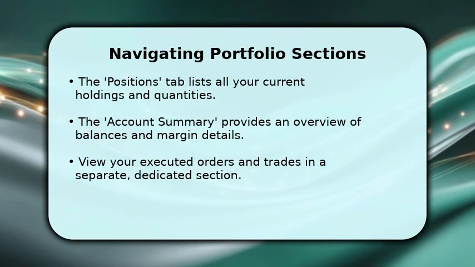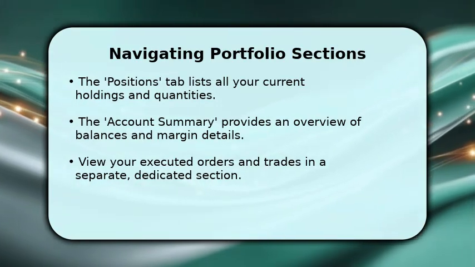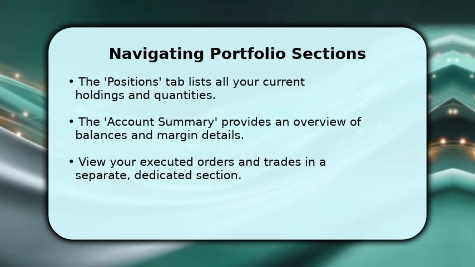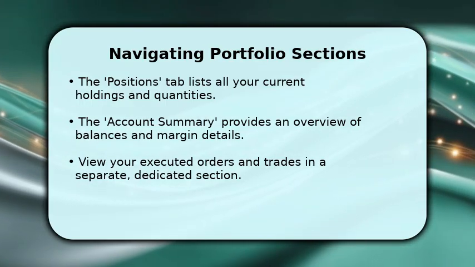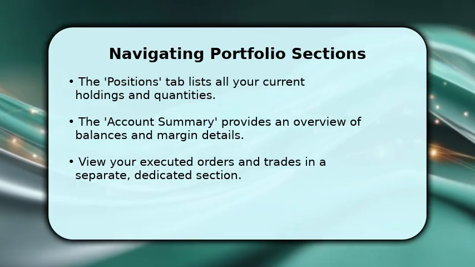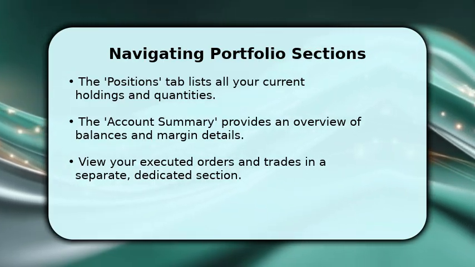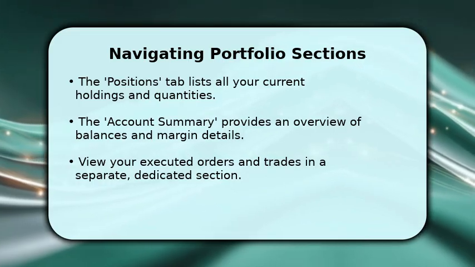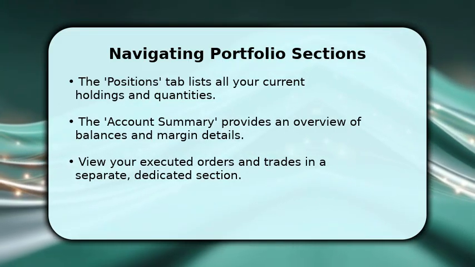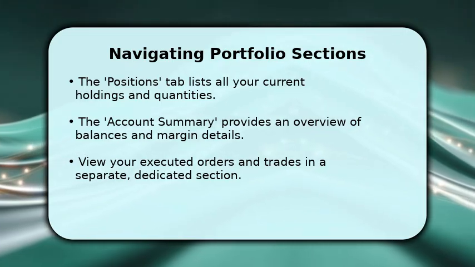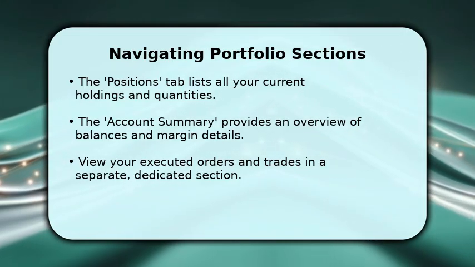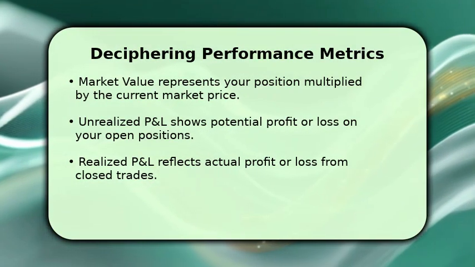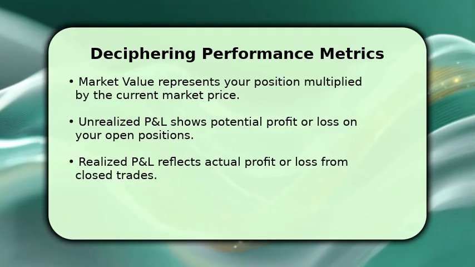Your Interactive Brokers portfolio is organized into several key sections. The Positions tab is where you will find a detailed list of every asset you currently hold, including the number of shares or units. The Account Summary offers a comprehensive overview of your cash balances, equity with loan value, and margin requirements. Additionally, a separate area allows you to review all your past orders and trades, providing a complete transaction history.